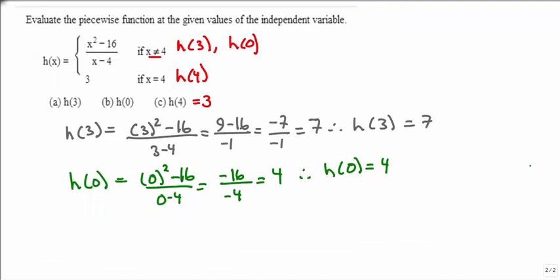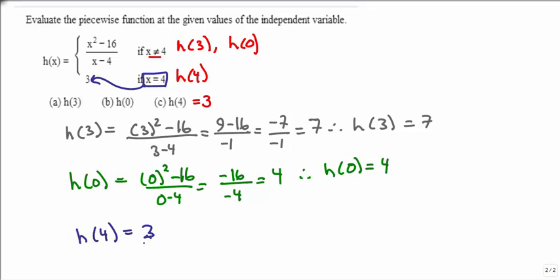Now, h of 4 is a pretty straightforward one. It's kind of confusing, but it's straightforward once we see this. This says if we plug in x is 4, my y value is 3. There's really nothing to plug in there. So h of 4 is equal to 3.